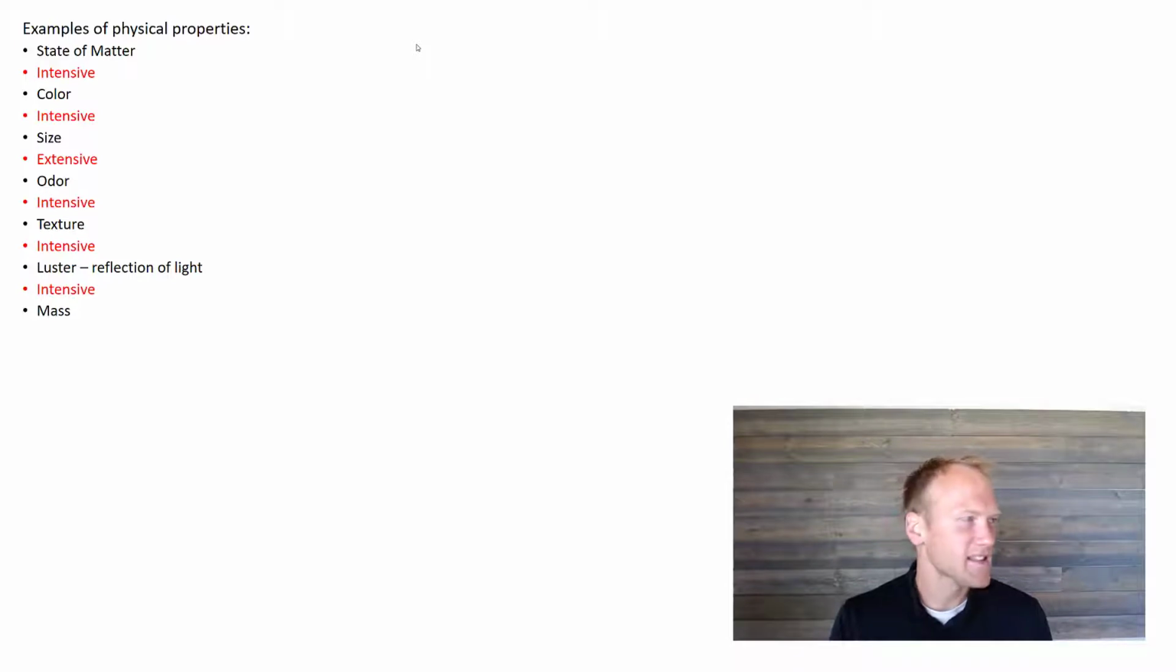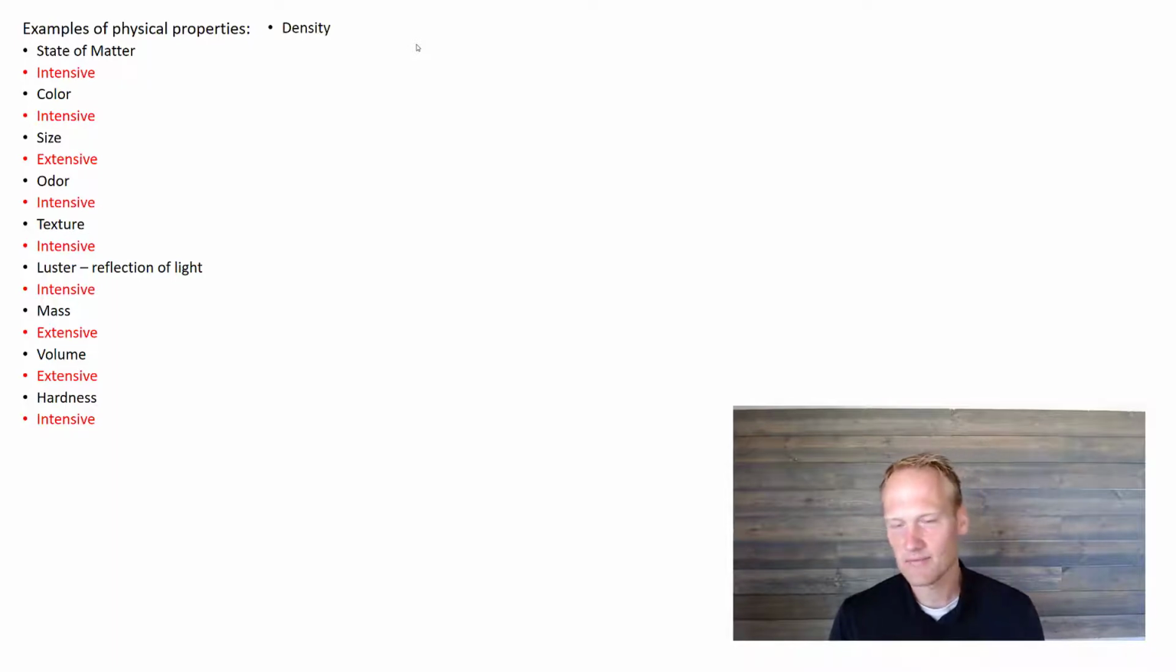Mass. As the size of a sample grows, the mass is going to change. Therefore, that's extensive. Volume. Volume's going to increase. Extensive. It will change. Hardness. Usually hardness is rated on a scale, like from 1 to 10, and you might have more of it, but once again, the actual value of that hardness should stay the same, and therefore that's intensive.